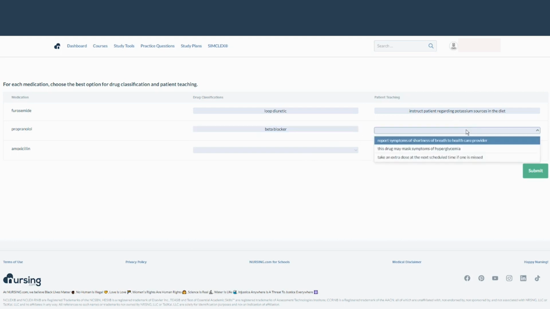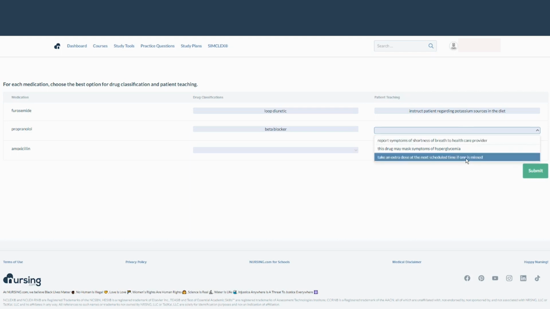But what do I need to teach my patient? I could report symptoms of shortness of breath. This drug may mask symptoms of low blood sugar, or I can take an extra dose the next day if I missed one. Okay, so we know I would never pick this. I'm not a provider. I can't tell patients to take extra doses. That is out of my scope of practice.